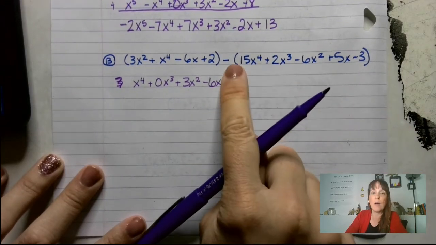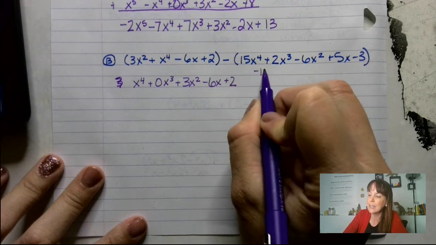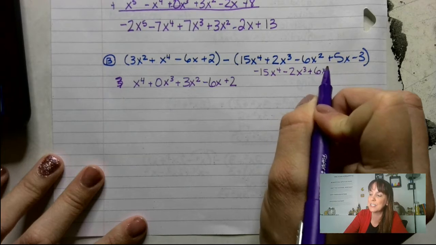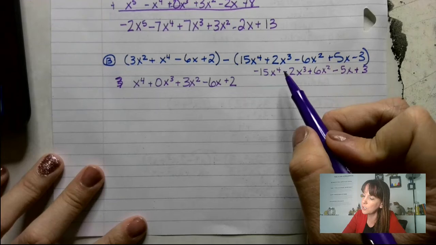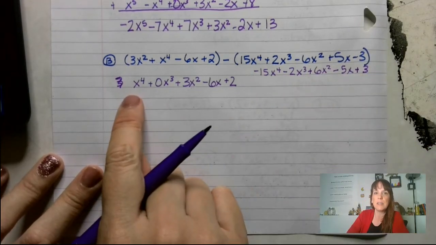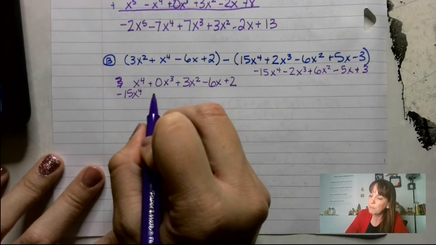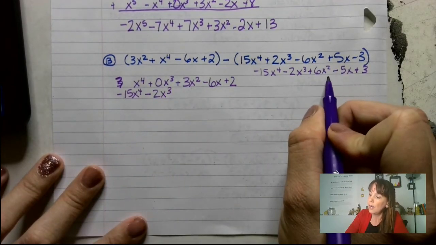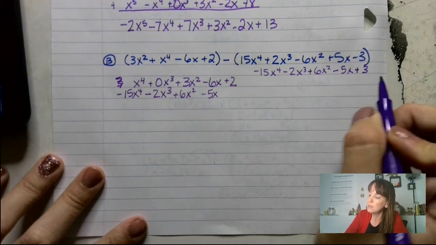Okay, now I have to change my sign on all of these, and so I don't want to mess it up, so I'm just going to do it like this. Negative 15x to the fourth minus 2x to the third plus 6x squared minus 5x plus 3. Did I change all those signs? I sure did. Okay, so I'm going to take all these and throw them down here. So I have minus 15x to the fourth minus 2x to the third plus 6x squared minus 5x plus 3.